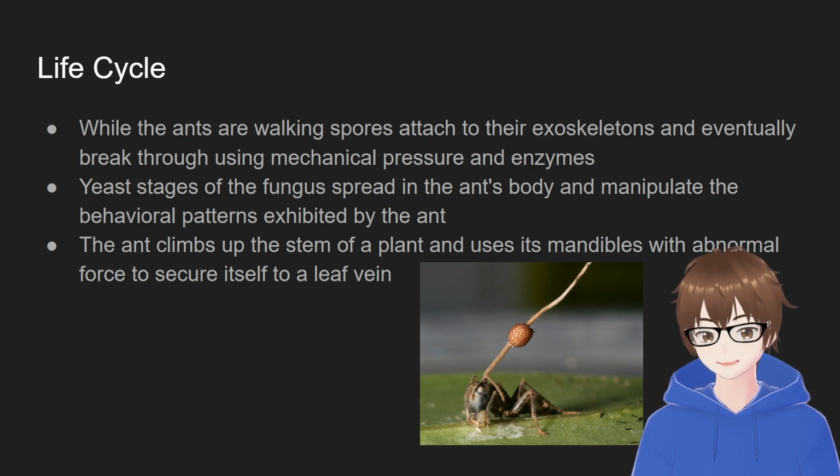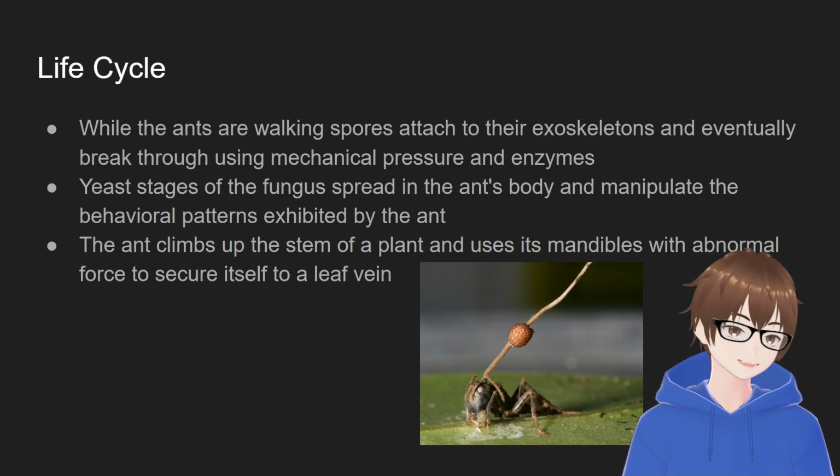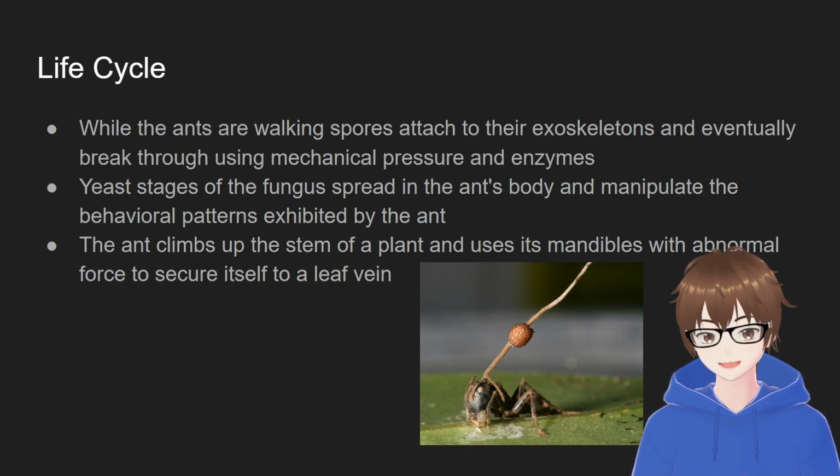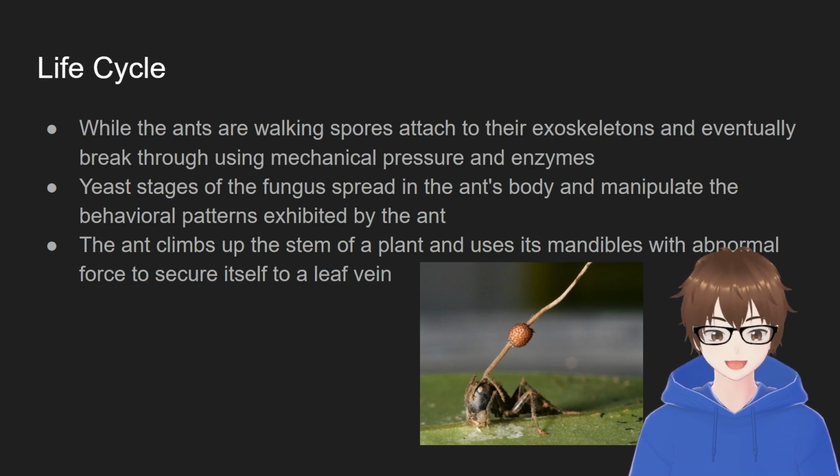And what it wants the ant to do is to climb up the stem of a plant and then use its mandibles, its mouth parts, to secure itself to the leaf vein. So then the ant does not fall off and it's secure. And then we have a picture here of an actual ant with the fruiting body coming out of it from the Ophiocordyceps. And you can see its pinchers there, its mandibles there, connecting to the vein of the leaf.